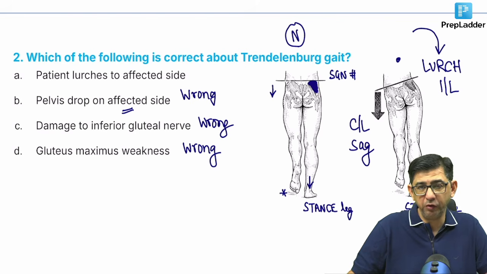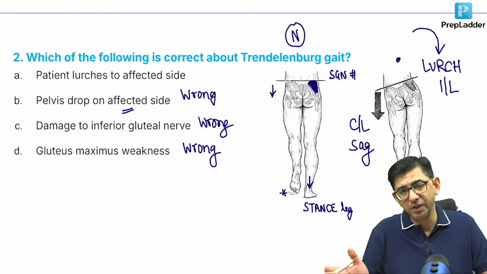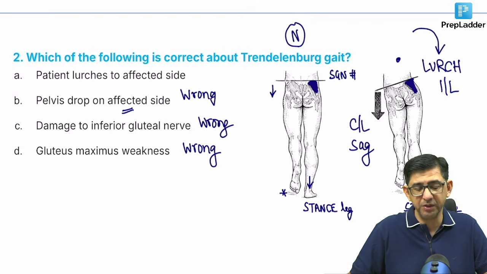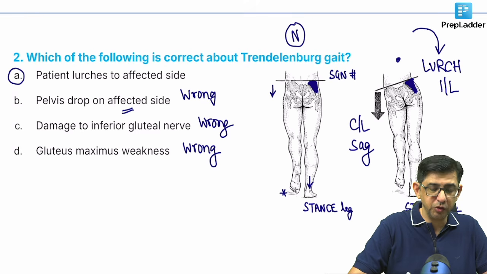Center of gravity. To maintain the center of gravity, the body will exhibit a lurch on the same side, the side where the weakness is present. This is the muscle that is weak, so the lurch will be on the same side but the sagging of the pelvis on the opposite side. So the answer to this question is option number A.